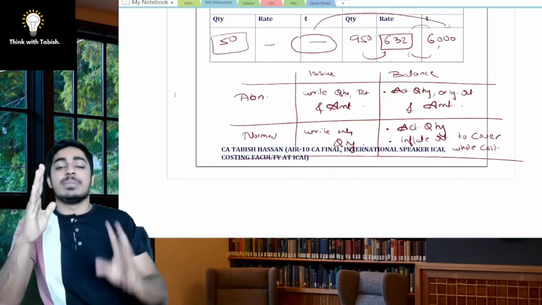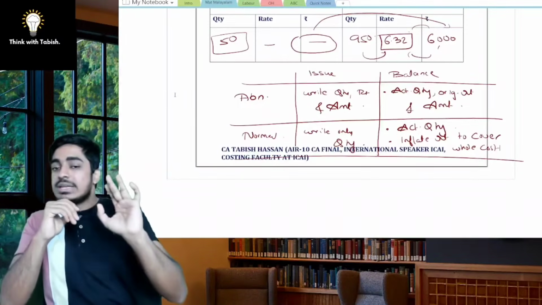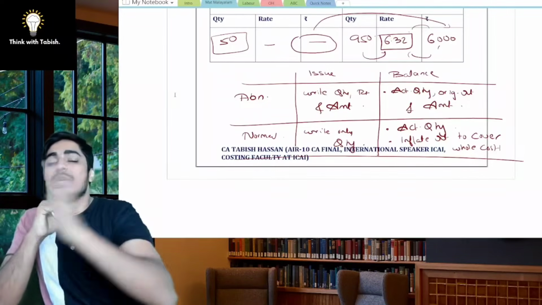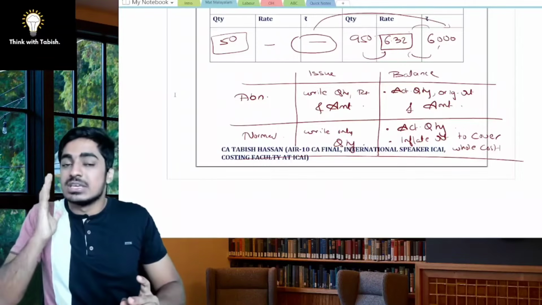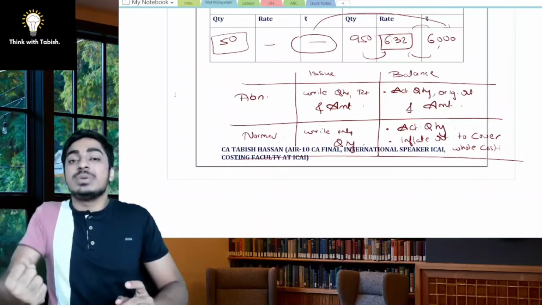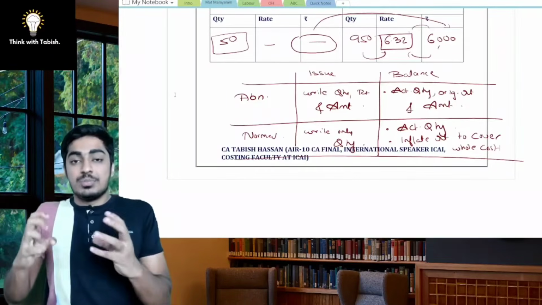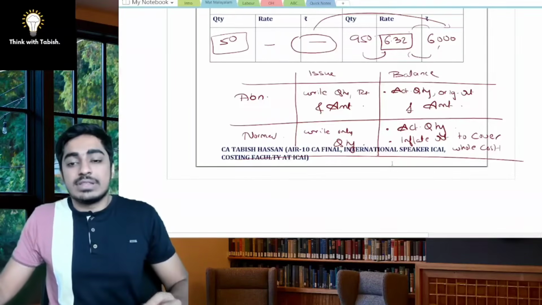In the balance column, if it is because of abnormal factors, we write the actual quantity, we write the original rate, and based on that, whatever is the amount we get, we are going to write it. Yes. If it is because of normal factors, we want the total cost to be there and this total cost to be absorbed by good units. So based on that, we get the inflated rate, yes, to cover the whole cost.